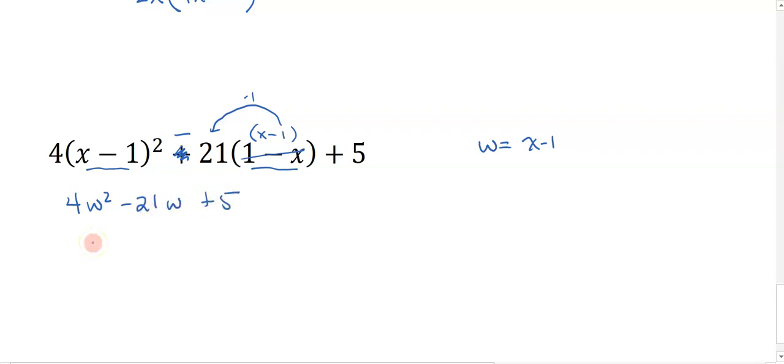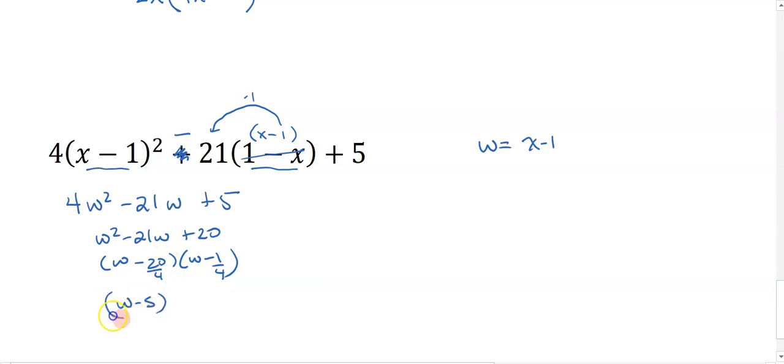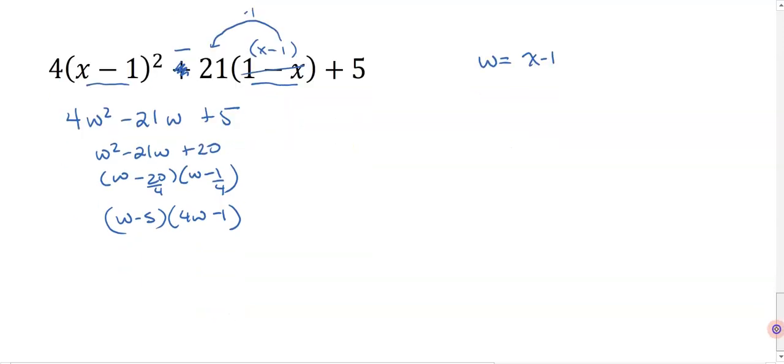And we're going to factor this. Maybe let's try our AC method just in case some of you like that method. I'll do that method here. So I'm going to get w squared minus 21w plus 20, which becomes w minus 20, w minus 1. Right? Multiply to give that. Divide both of those by 4. That reduces down to 5. And that becomes 4w minus 1. Okay, so if that's the method you like, you could always do it that way.